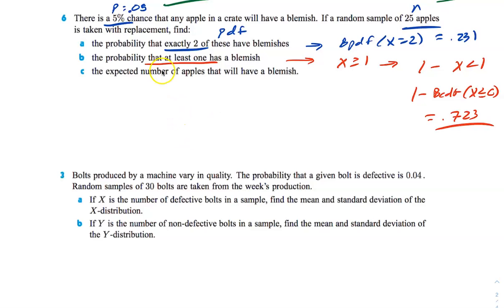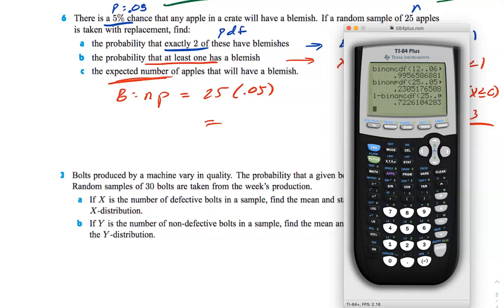And then here, the expected number of apples. Don't get freaked out by that. Expected number is the same no matter what we do. It's actually in your formula sheet also. For binomial, expected number is just n times p. So the number you have times the probability. The number I have is 25. The probability is 0.05. Multiply those together, and you get the average or expected number. Remember, average and expected value are the same thing. So 25 times 0.05 is 1.25. So about 1 apple for every pack of 25 will have a blemish.